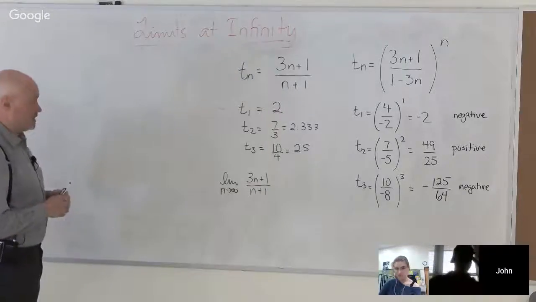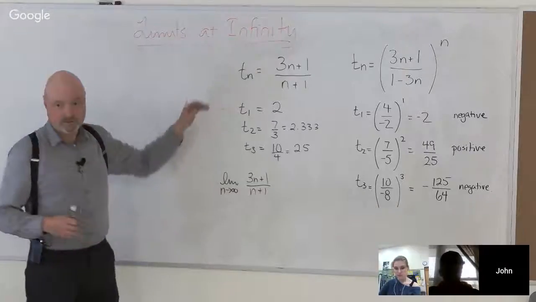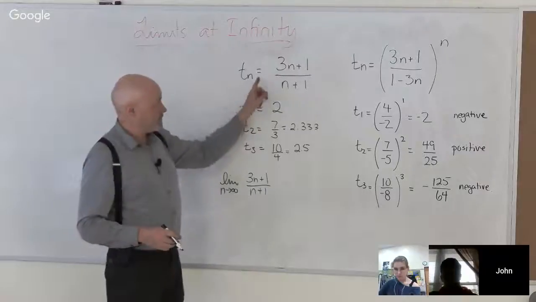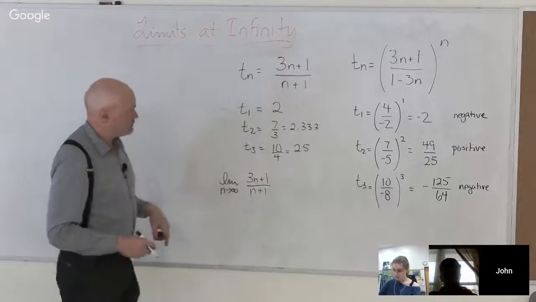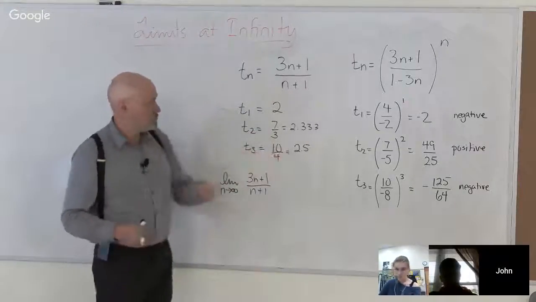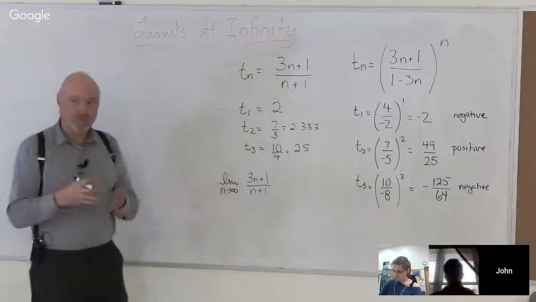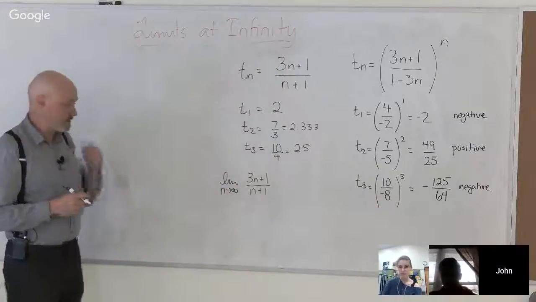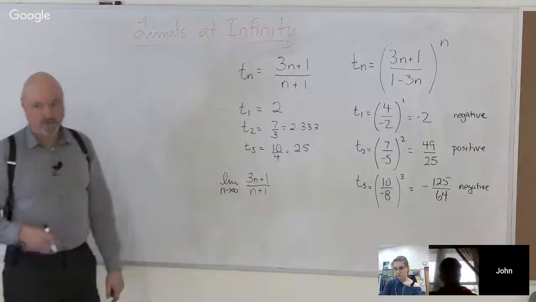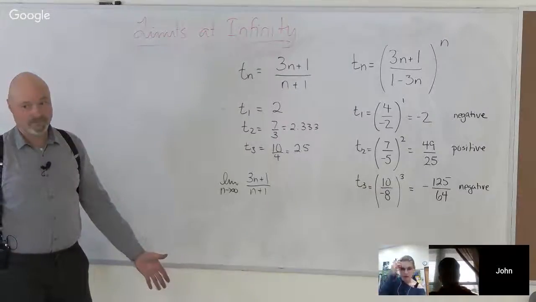Here's our second example. This is a rational function, 3n plus 1 over n plus 1. So term 1 is 2, term 2 is 2.3, term 3 is 2.5. If I keep on going, I want to know, does this converge to a specific value? As n gets really, really large, what happens to the value of this?